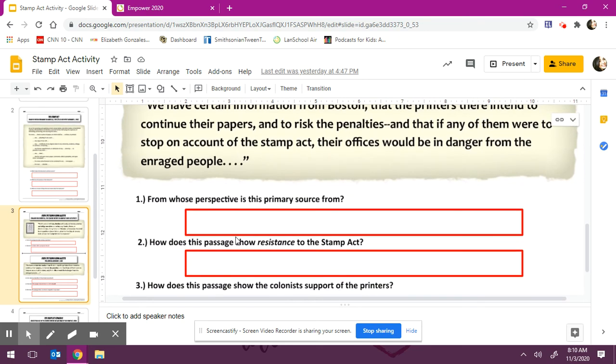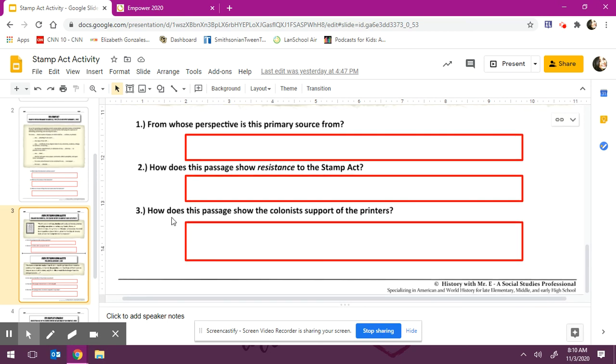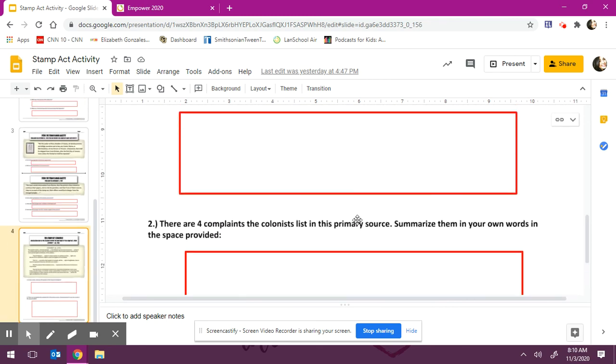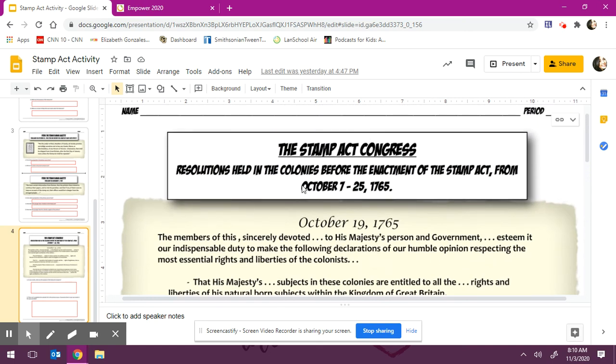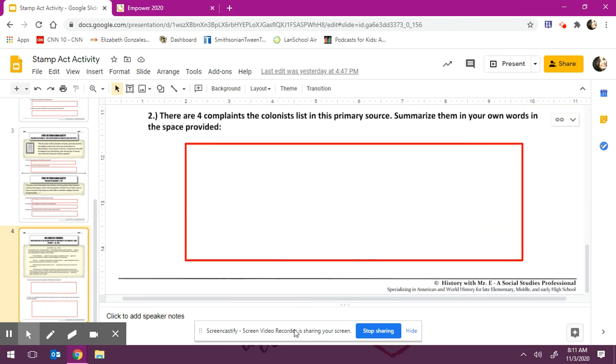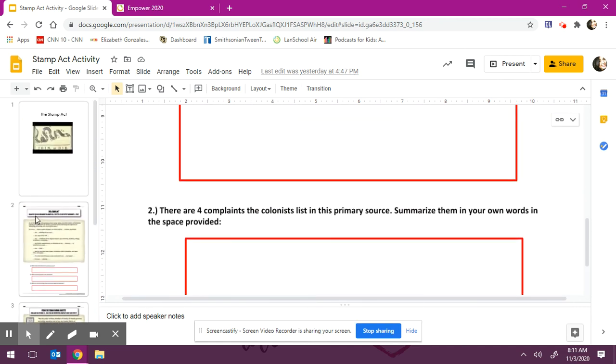Another one from the Pennsylvania Gazette. It's going to ask you again to look at the perspective. If you don't know the word resistance, look it up. How does this passage show resistance to the Stamp Act? And how does this passage show the colonists' support of the printers? Again, you need to use all your tools to answer this. And then you have one more, the Stamp Act of Congress, and you're going to continue. You have just 2 responses that you are going to focus on.